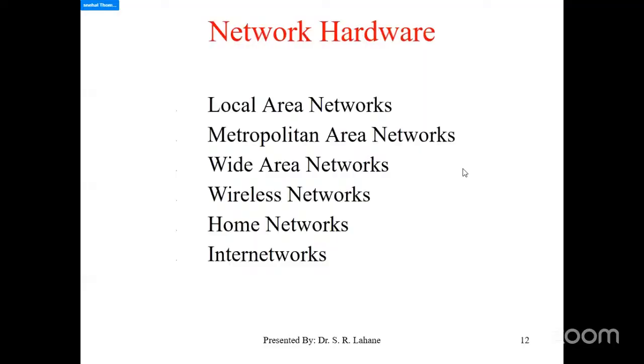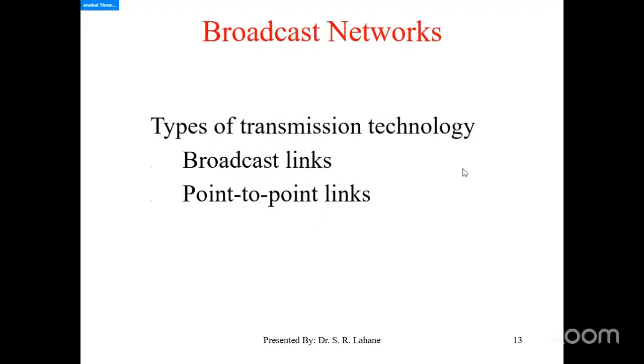Under the title of network hardware, we have local area network, metropolitan area network, wide area network, wireless network, home network, and internetwork. When we are using a peer-to-peer type of network, we require a point-to-point link for communication. When we are deploying a client-server type of network, we require a broadcast link for communication. So these are the two different links: one is for one-to-one and the other for one-to-many.